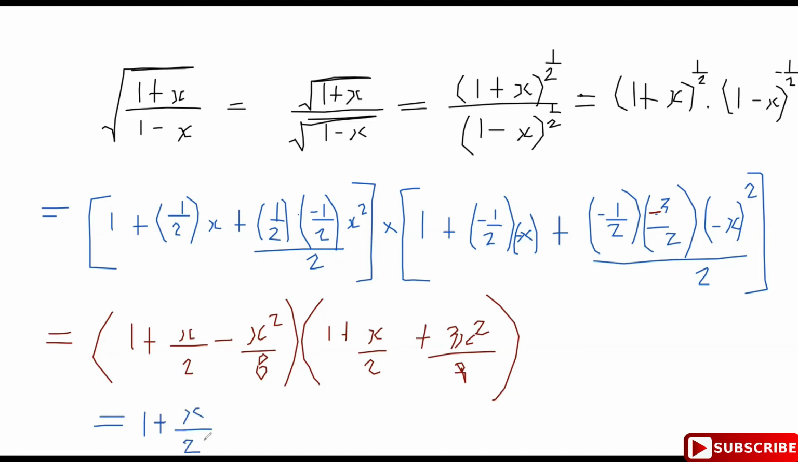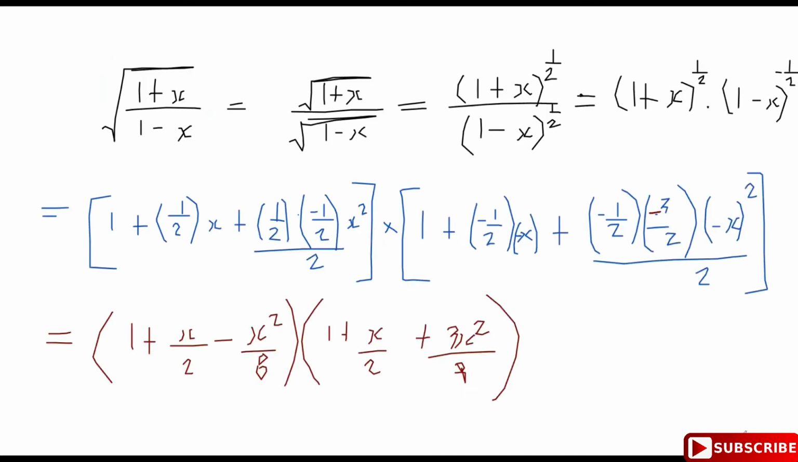I don't want to miss any step, so I'm going to write it out. We know that it's going to be 1 times all of this, so let me go and do it on a new page. So we have right here equal to 1 plus x over 2 minus x squared over 8.